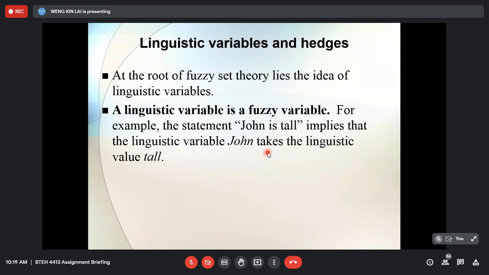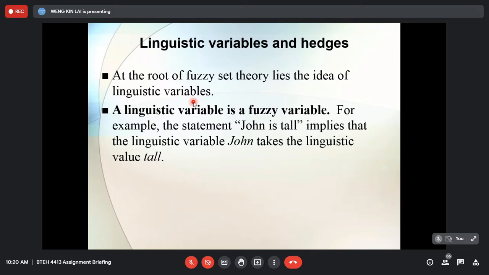Continuing, one of the major differentiations and strengths of your fuzzy expert system is that they use what you call linguistic variables. On top of linguistic variables, you also have linguistic hedges, which we will discuss later on. At the root of your fuzzy set theory lies this idea. It comes from the word linguistic, or language. Because it uses language to describe things, it's quite easy to understand how the system works.